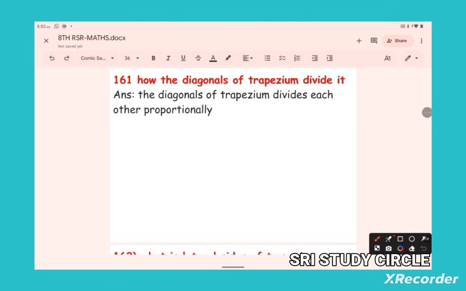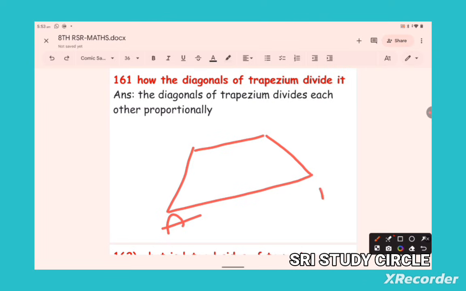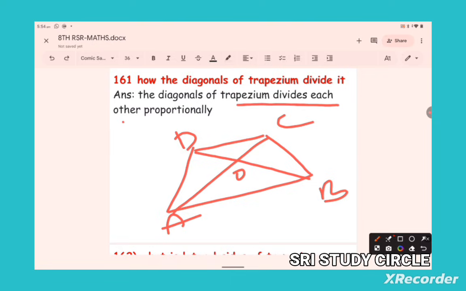How are the diagonals of a trapezium divided? The diagonals of a trapezium divide each other proportionally, right? Suppose for example this is a rhombus ABCD. AC is one diagonal, BD is the other diagonal. The intersecting point of the diagonals is O. The diagonals of a trapezium divide each other proportionally.